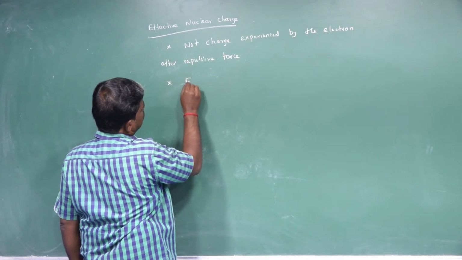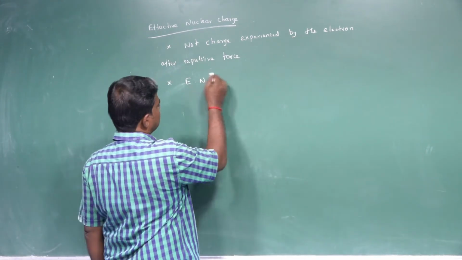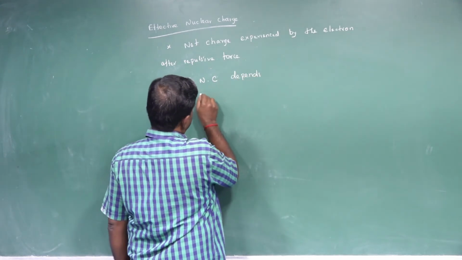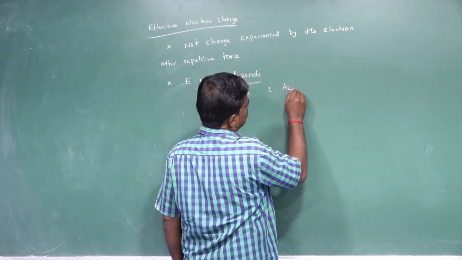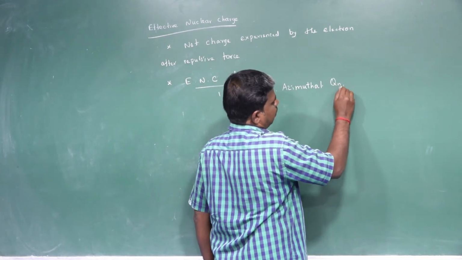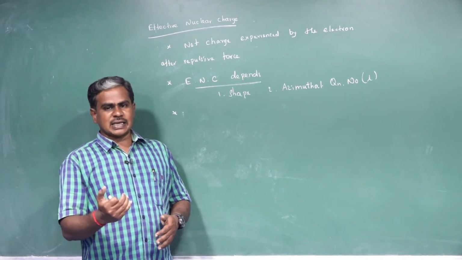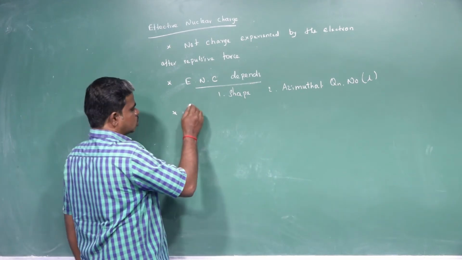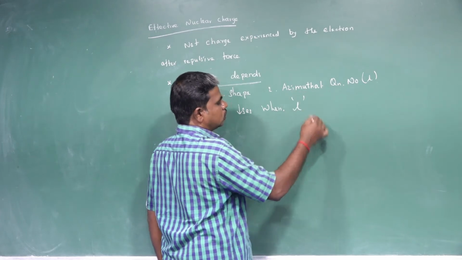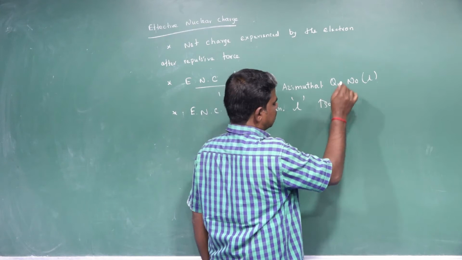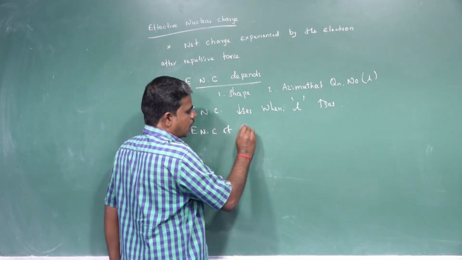Now the effective nuclear charge depends on the shape of an orbital and the azimuthal quantum number, that is L. The effective nuclear charge decreases when the L value, that is the azimuthal quantum number, increases.